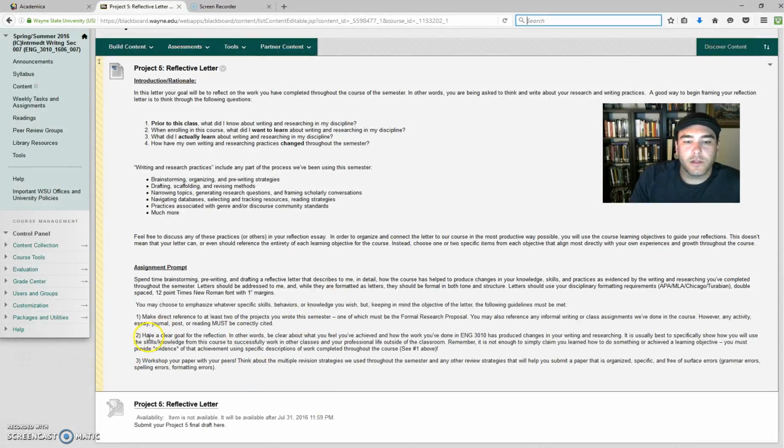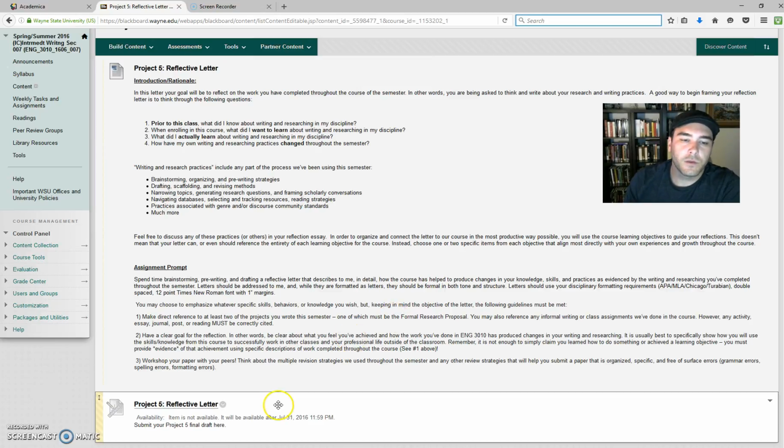So the other thing you have to do is have a clear goal and a reflection. In other words, be clear about what you feel like you've achieved and how the work you've done has produced changes in your writing. You can think of it as a thesis statement, just laying out your clear terms for the reflective letter. Like, throughout the semester, I have grown as a researcher, or throughout the semester, I have learned new skills of brainstorming and pre-writing, whatever it is. And then you would give me examples of those.